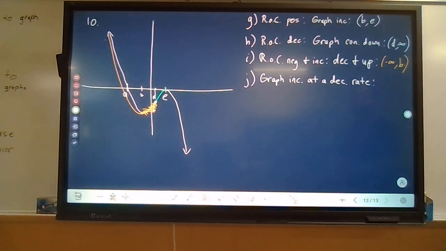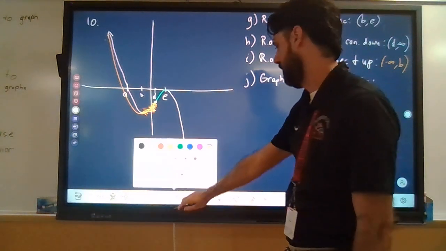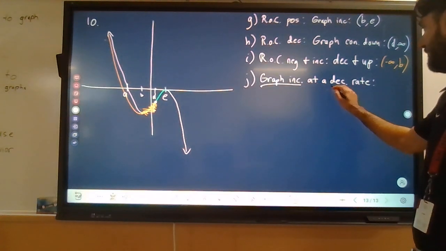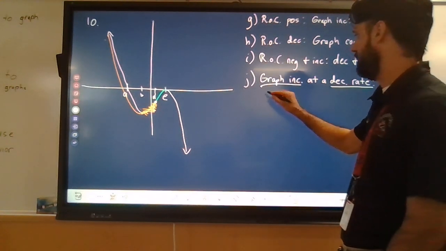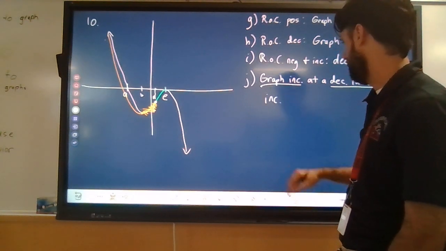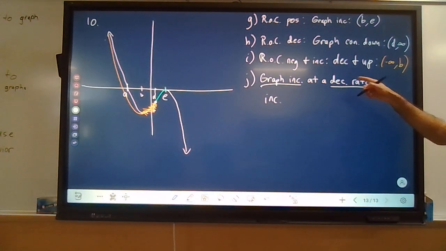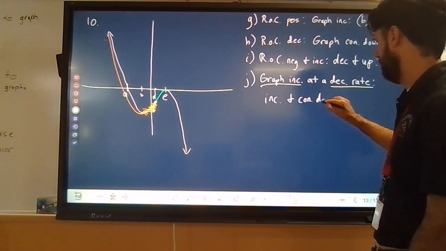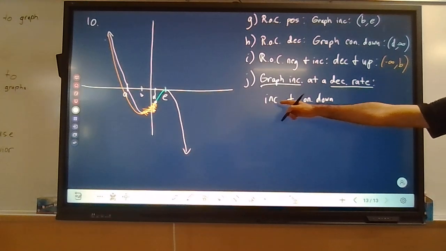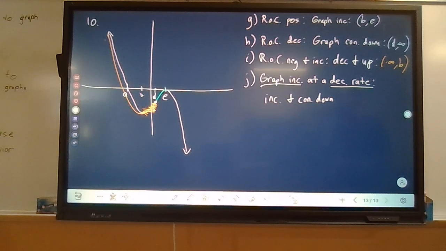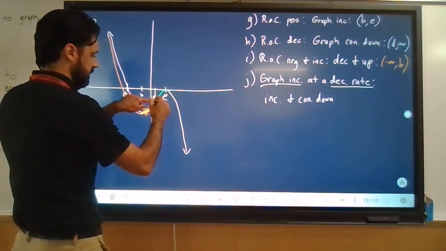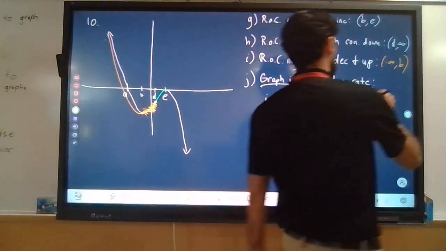And lastly, when is the graph increasing at a decreasing rate? A little confusing on this one. Switch back to white here. This is asking about the graph. This is asking about the rate of change. So really what this means is that the graph is increasing, and the decreasing rate means that the graph is concave down. That's what we're looking for here. When is the graph increasing and concave down, which we already answered, I believe, at one point. But let's see, increasing and concave down is this little section right here, from D to E.